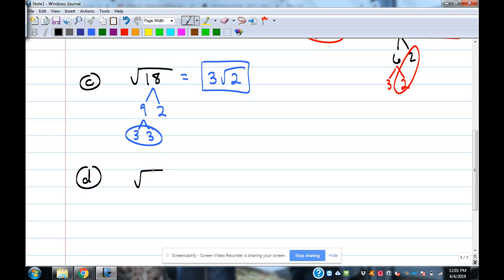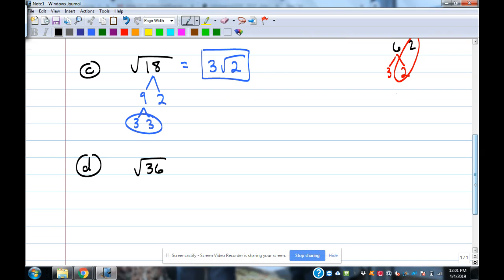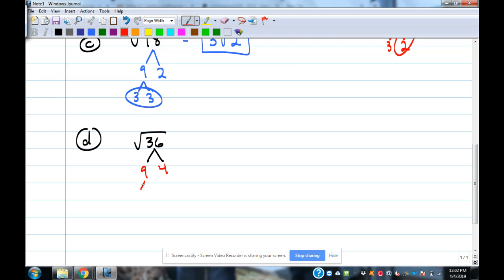Let's do 36. Does anybody know the square root of 36? 6. We happen to know that. But what if I forgot that? And the instructions said simplify, and I got in this mode, and I've been doing a bunch of them, and my brain just didn't recognize, hey, the square root of 36 is 6. What if I did it this way, and I didn't do 6 times 6? What else multiplies to be 36 besides 6 times 6? What if I did 9 times 4, and I just didn't remember that the square root of 36 is 6?